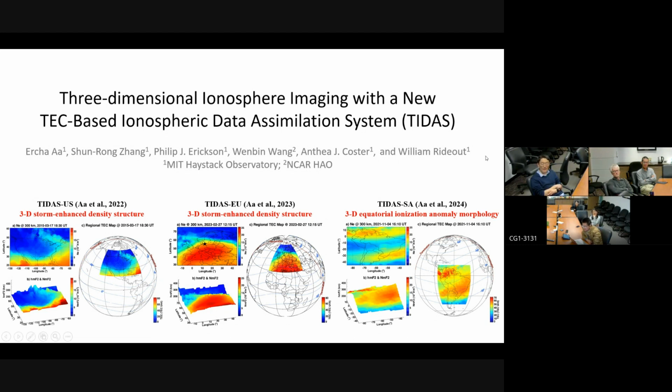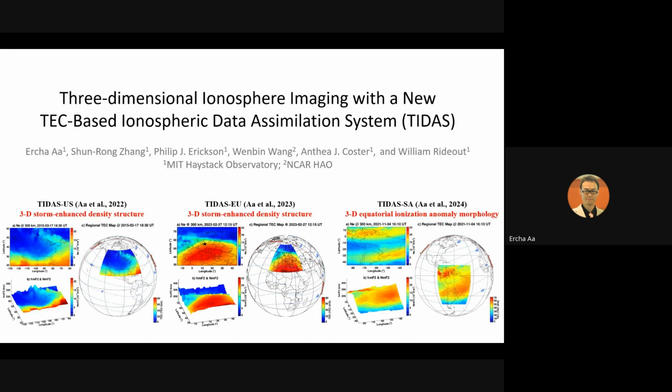Dr. Cha's focus of research is the Earth's ionosphere and thermosphere physics and space weather. He has studied IT storm effects, multi-scale ionospheric plasma irregularities, and traveling ionospheric disturbances, or TIDs, ionospheric empirical modeling and data assimilation, subauroral and mid-latitude ionospheric dynamics through a combination of ground-based and spaceborne observations. And today he will talk about 3D ionosphere imaging with a new TEC-based data assimilation system, or TDAS. So please take it away.